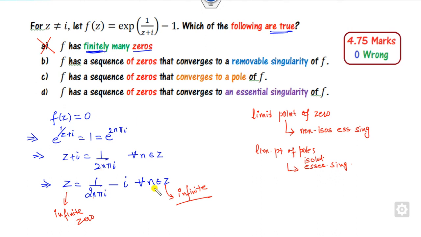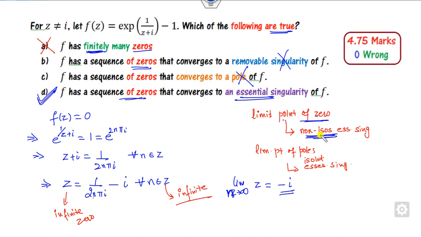So what is the limit point of this? If you take the limit as n approaches infinity, what will happen? This will be 0, so this is minus iota. So it is non-isolated. So the poles have a removable singularity, that is cancelled out. This is the right answer of this problem, because the limit point of the zeros, the sequence, converges to a non-isolated singularity, whether essential, isolated or non-isolated. So the right answer is only D.